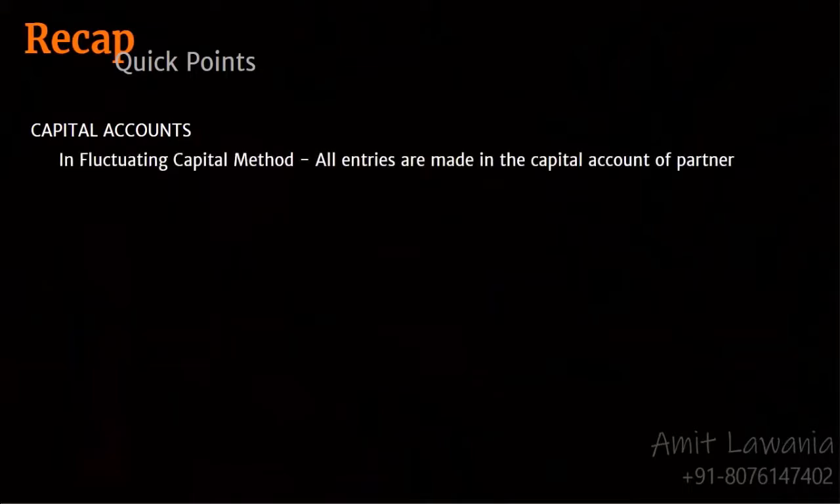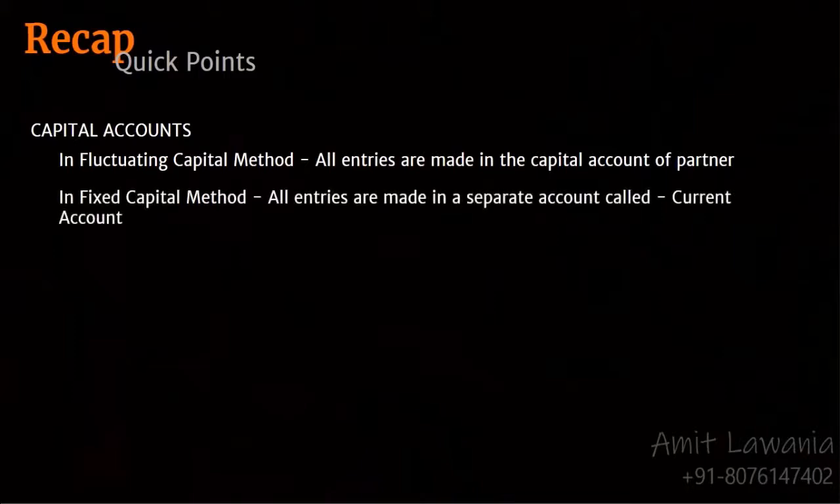Before I end the session, a quick recap should help in keeping your minds uncluttered. For maintaining the capital accounts of the partners, there are two methods. Fluctuating capital account method, where all entries are made into the capital accounts of the partners, and fixed capital account method, where we maintain an additional account, that is the current account, and all the entries are made into this current account. Capital account in most cases remains untouched and hence fixed.